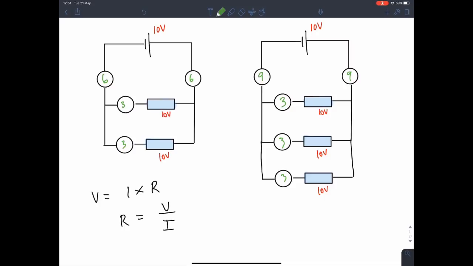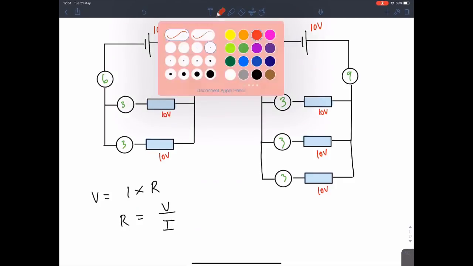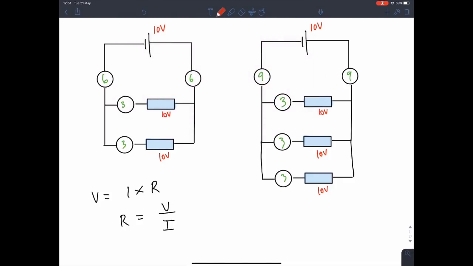Now remember, voltage is not changing. It still stays as 10. So V equals IR. We know that voltage does not change. If current has increased, to balance that and to make sure that the voltage does not change, the resistance has to decrease. So as a rule, if I was to ask you which of these two circuits, the one on the left or the one on the right, has a greater resistance, you say that the one on the left has fewer branches, so it has more resistance. The one on the right has more branches, therefore it has less resistance.